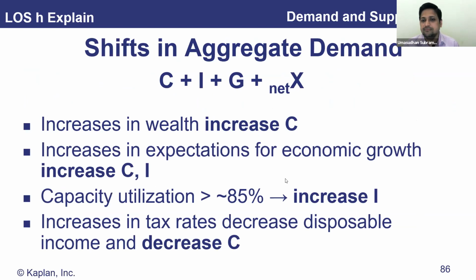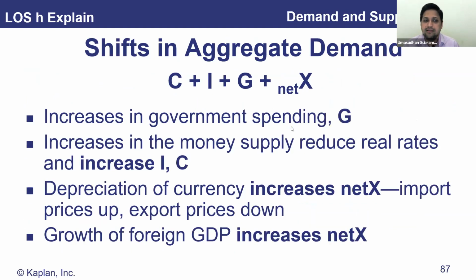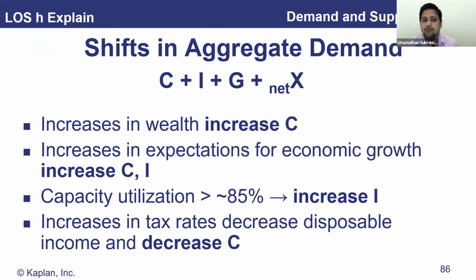Okay, now this is a very important slide. From an exam perspective, I think these couple of slides are going to be extremely important. So now we are going to understand what factors can increase aggregate demand and what factors can decrease aggregate demand. When the aggregate demand increases, that will potentially support an increase in GDP, and that is why countries want to increase their aggregate demand. Now, first of all, increase in wealth.